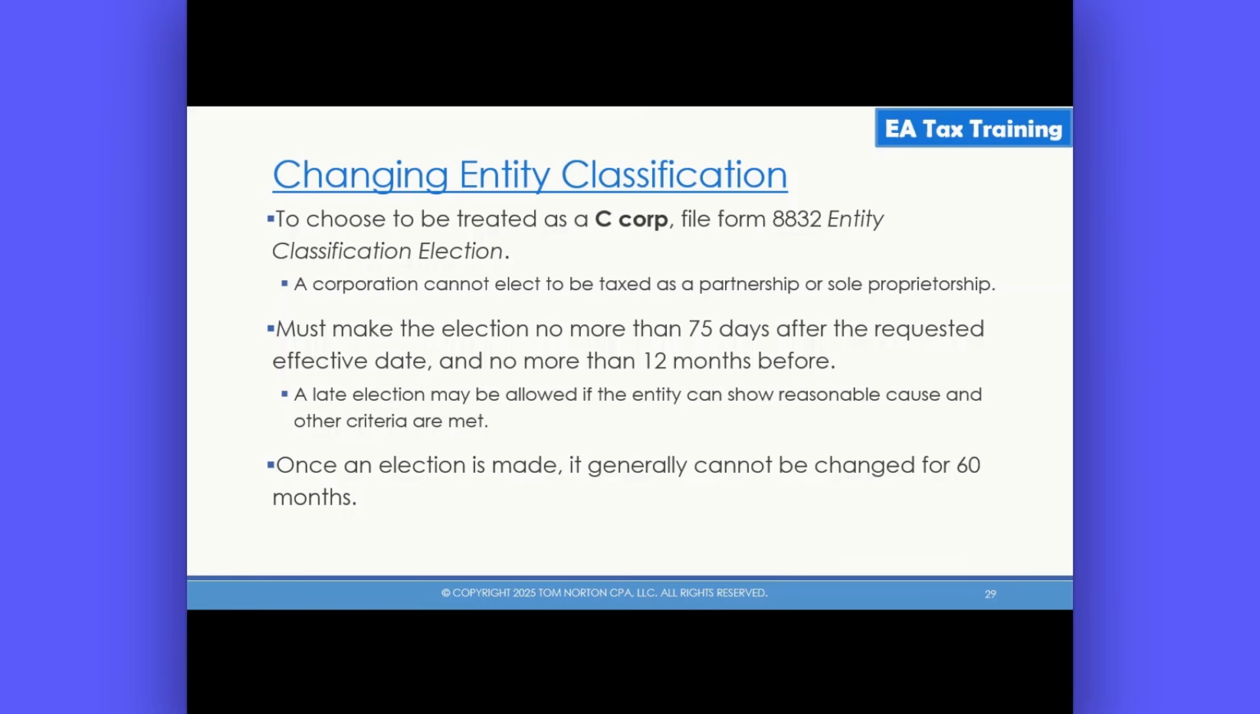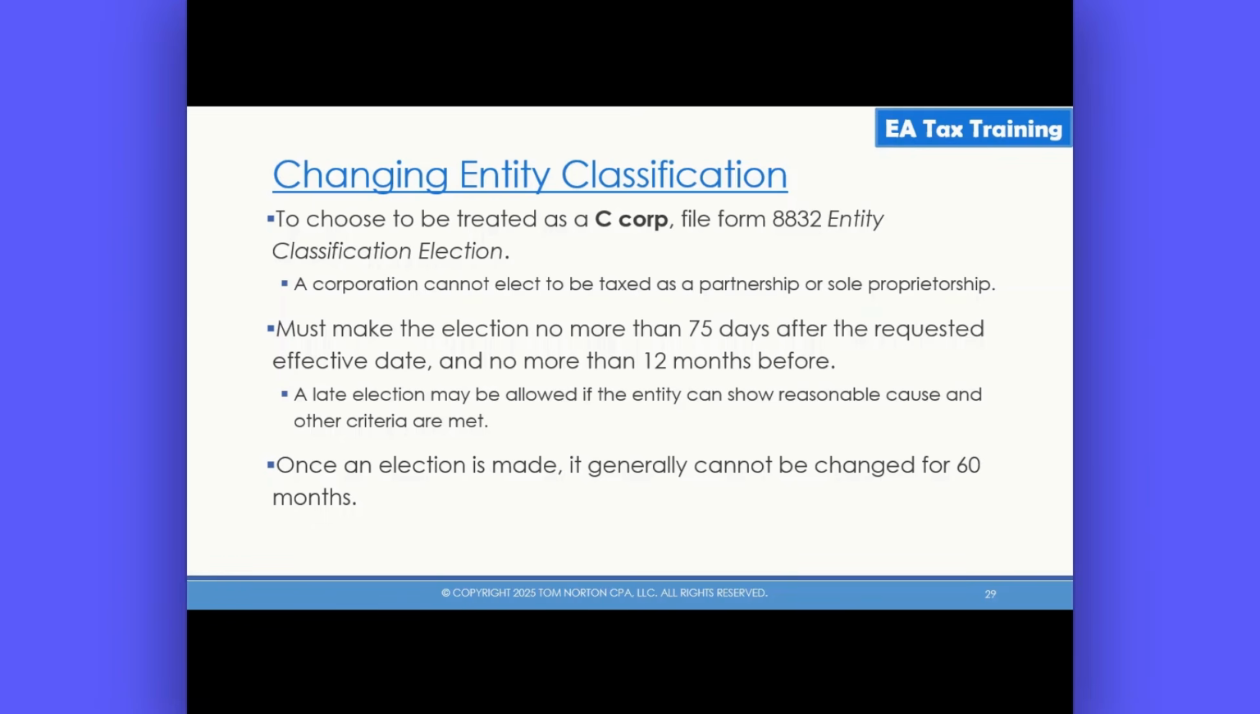The other state law entities can elect to be taxed as a corporation, but the corporation cannot elect to be taxed as a partnership or sole proprietorship. If one of those entities wants to be taxed as a C Corp, they need to file that 8832 no more than 75 days after the requested effective date and no more than 12 months before.